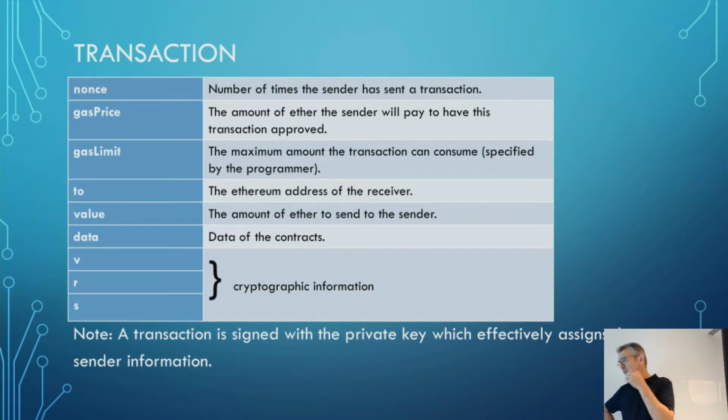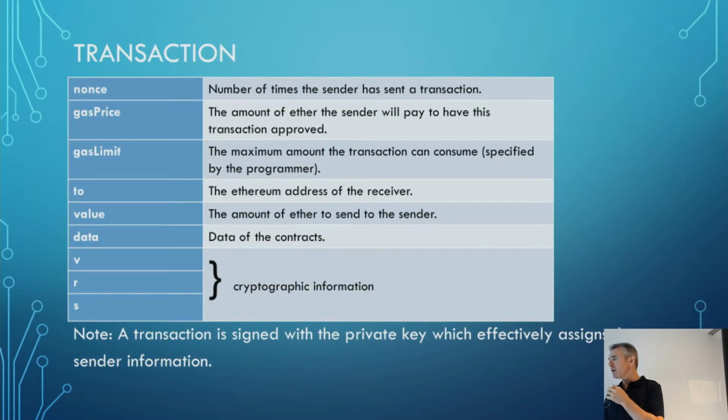The data field: if you're transferring a currency, I don't know what would be in there, but if you were storing a smart contract on the network, it would go in that field. If you're actually storing data on the network, like not someone's credit card number, but maybe an encrypted credit card number, it would go into that field. Anything you store on the network goes into that field. And the V, R, S, if you look them up, it just says cryptographic information. No idea.